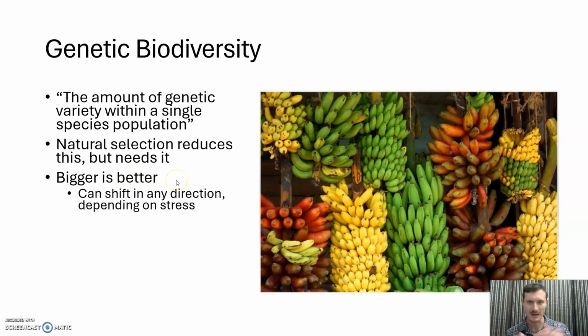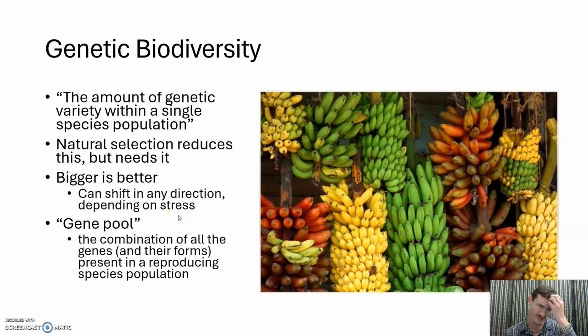And the reason for this is that a population with a lot of genetic diversity can shift in any direction depending on stress, right? From the standpoint of wanting them to survive, this is good. If we have a lot of genetic variety, then no matter what the stressor, there's going to be some members in there who are going to be adapted to it. And this is putting into terms this term gene pool. I don't really like this term, but maybe we've heard it before, usually used in a sort of negative sense, right? Which is going to be the sum total combination of all the genes and their forms that are present in some sort of reproducing species population. Just another term for genetic biodiversity, really, or really genetic biodiversity is measuring the variation within the gene pool, we could say.